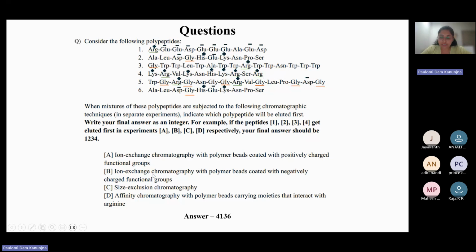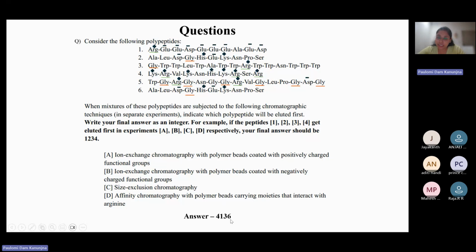Now let's look into the first one. The first one says you have ion exchange chromatography with polymer beads coated with positive charge. Which one comes out faster? You can think in terms of this: if it is a positively charged polymer bead, then the negatively charged polypeptide will get stuck to the matrix. So which one will elute faster? With a positive bead, the polypeptide which has the highest positive charge will elute faster. If you look at the given polypeptides, which one has the highest number of positively charged amino acids? It is the fourth. You can see the number of plus signs here is higher. That's why this will elute the fastest.